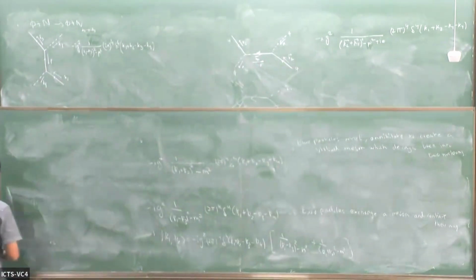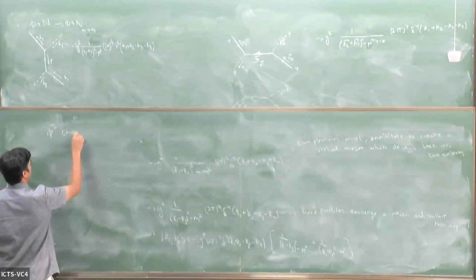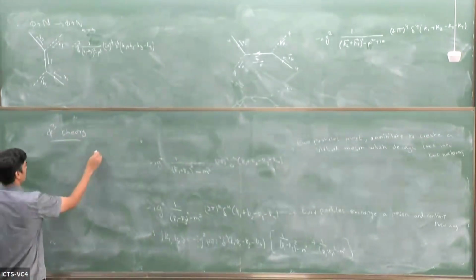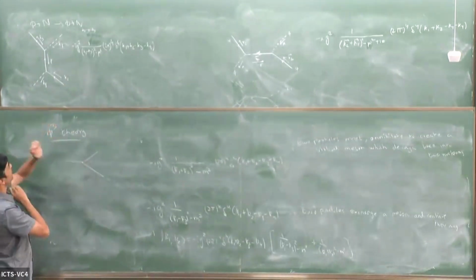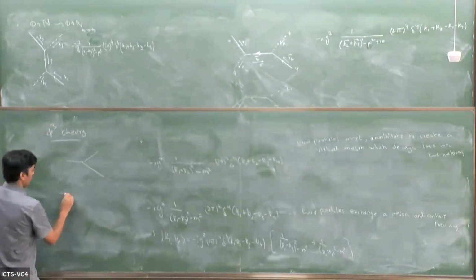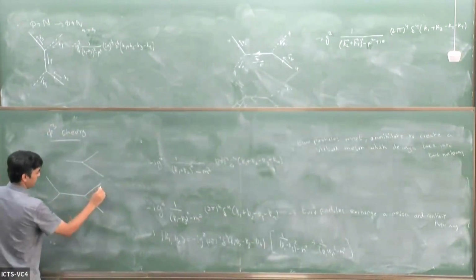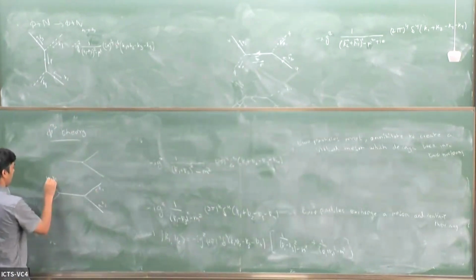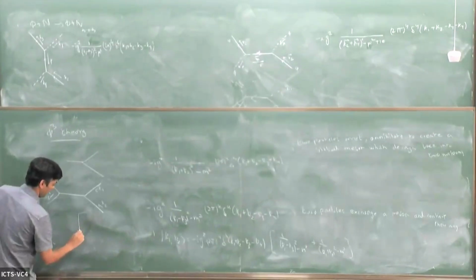So you see, let's say I consider what's called the phi cube theory. We're not really studying the phi cube theory, but it has three scalars interacting this way. And I try to study the same process that we had earlier, K1, K2 goes to K1, K2. Then you could draw this diagram, with K3, K4. Or you could draw this diagram.